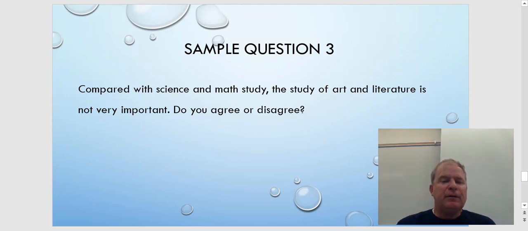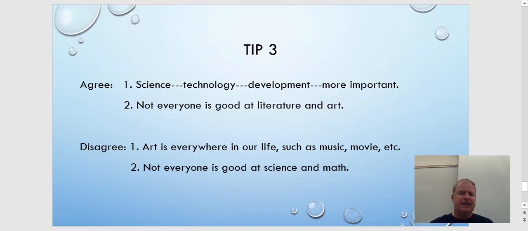Sample question number 3. Art and literature are not very important. Do you agree? And of course, you give some examples and reasons to support your point of view. If you agree that art and literature are not as important as science and math, you can answer under this logic: science stands for technology. Technology, of course, means development. So STEM is more important. In addition, not everyone is good at literature and art.